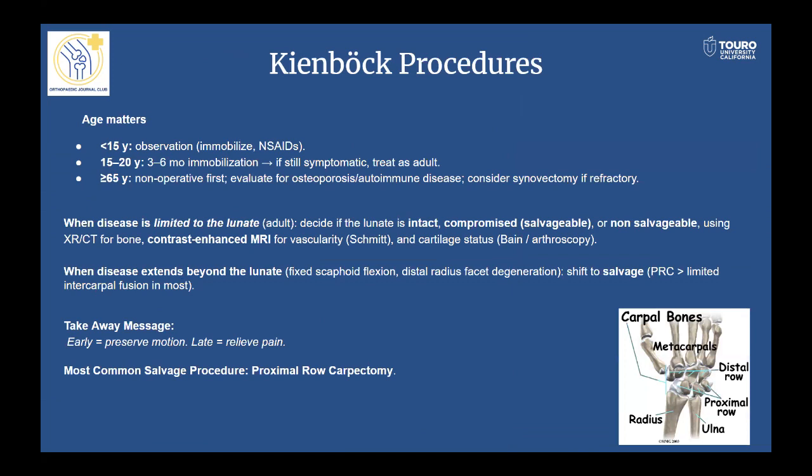But later on, if the lunate is no longer able to be preserved, surgeons tend to take out this bone completely to prevent the arthritis from spreading. So like I touched base on, the most common salvage procedure right now is the proximal row carpectomy.